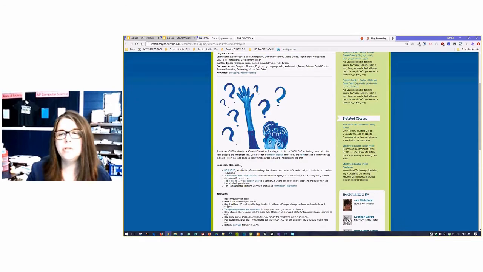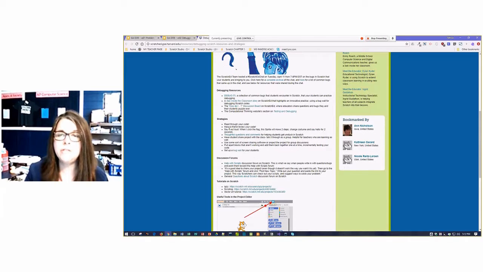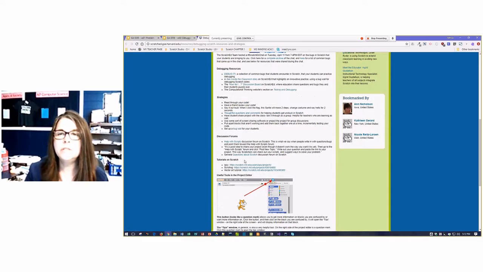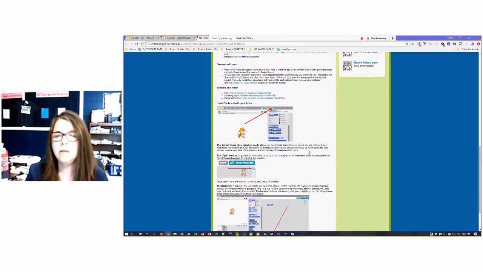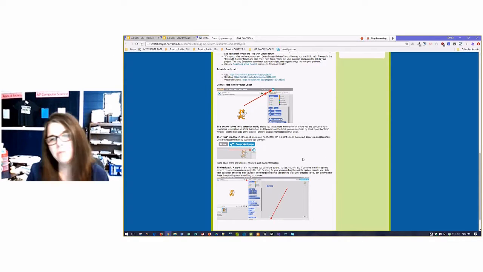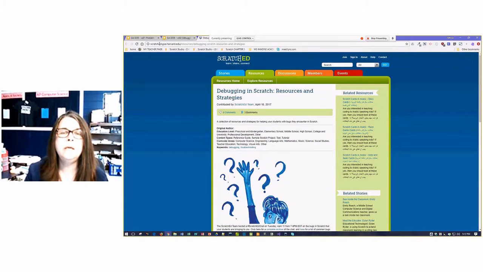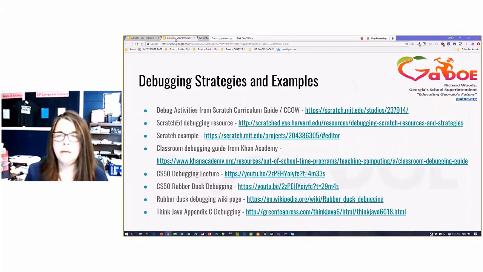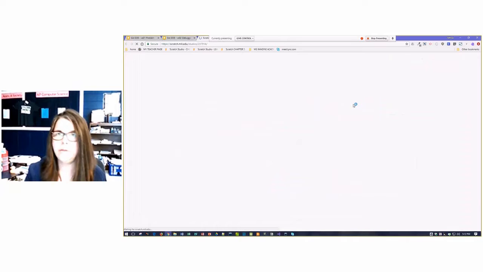They have a collection of common bugs. This is the Debug It studio. They have strategies, kind of like what we've talked about before, discussion forums about Scratch, tutorials on Scratch, etc. This is somewhat for the teachers, somewhat for the students, but it is a great resource. Scratch Ed is for teachers to use in the classroom. This is the actual Scratch Studio with all the debugging examples on here.